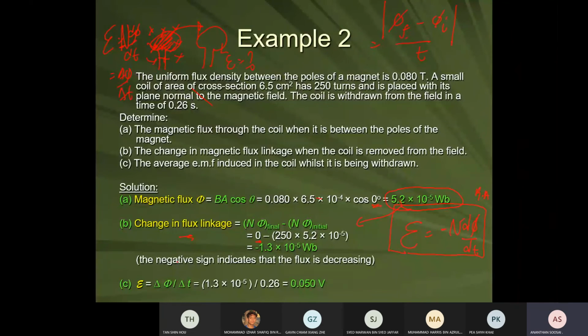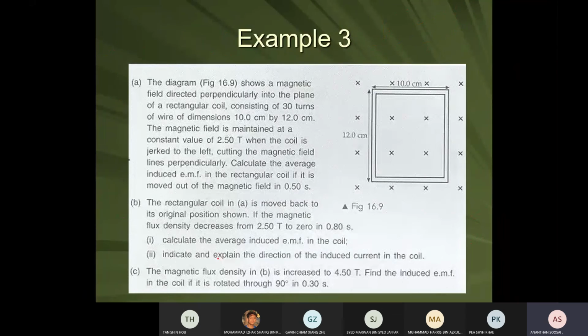Okay, any questions from here? No questions. Okay, now your turn. Let's implement the idea. You see there is a coil here. It has 30 turns, 10 centimeter by 12 centimeter, and 2.5 Tesla is applied here. Calculate the average induced EMF in the rectangular coil if it is moved out of the magnetic field.